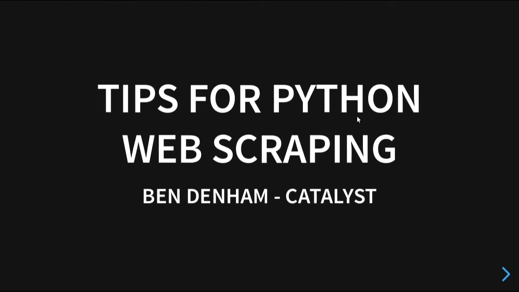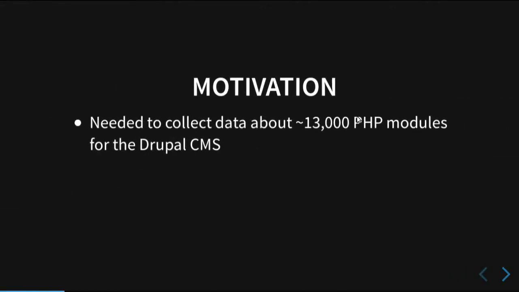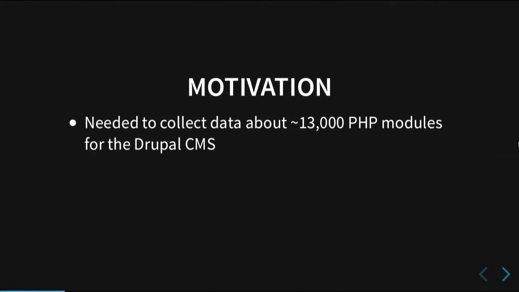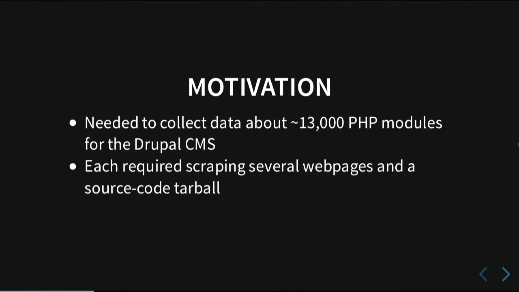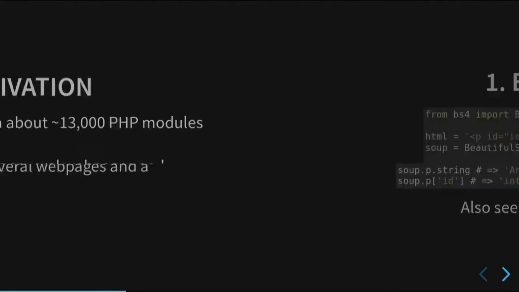So I had to do some web scraping with Python this year, so I thought I'd just share some practical tips I learned. Some were learned the hard way. So the motivation, I needed to collect data from about 13,000 different PHP modules from the Drupal CMS. Each module required scraping several web pages, and a source code tarball I needed to do some static analysis on. And the scraping all up took about 60 hours. So the tips I'm showing you here really saved me a lot of that time.